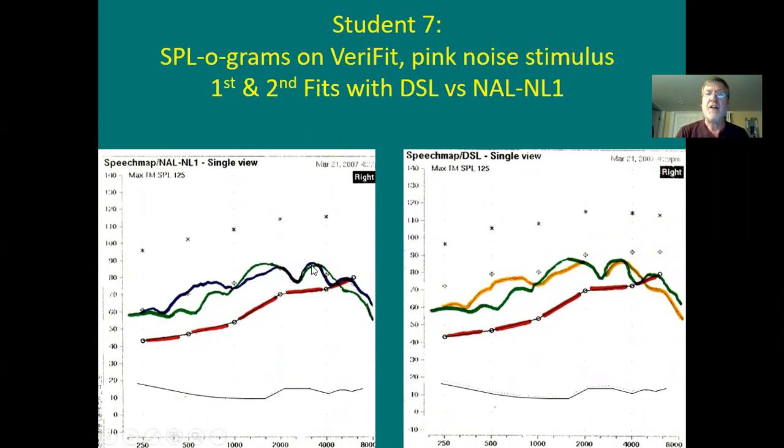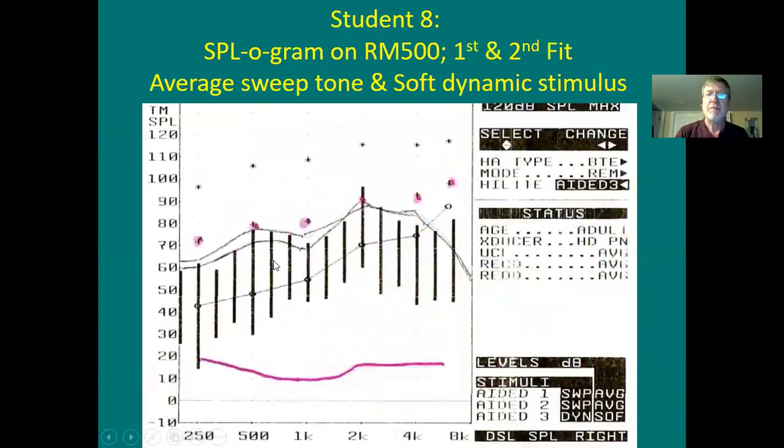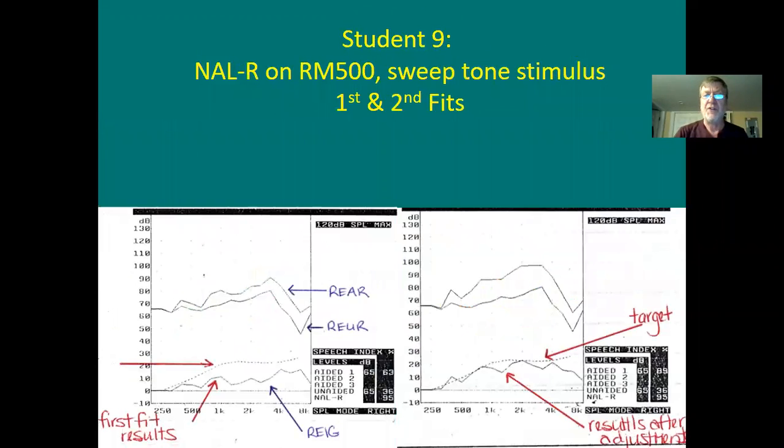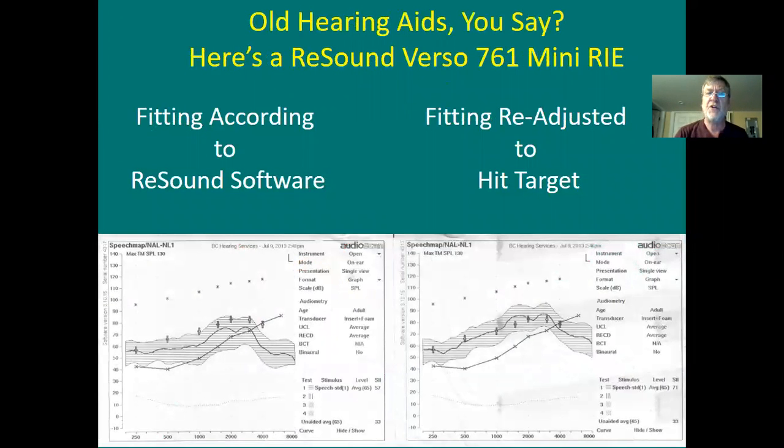This would be DSL, and this would be DSL here. This would be NAL-1 here. You can just tell just by looking at the targets. I didn't even see the writing here. I was just looking at the targets. Okay? Anyway, student 8, thresholds, student 8, and so on. Student 9, it's constant. Here on the left, what you were getting from what the software said, what you had to do to readjust things. So it's really amazing.